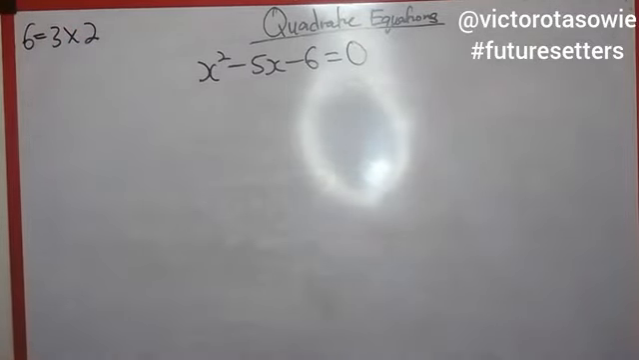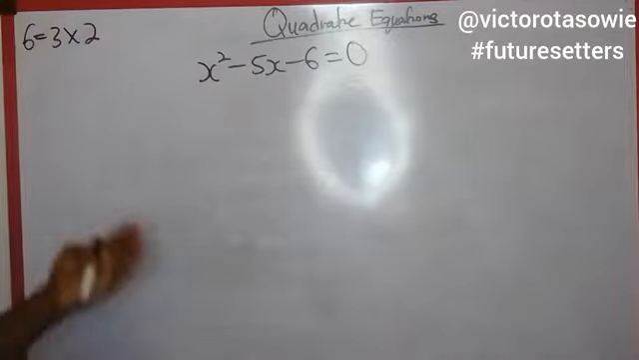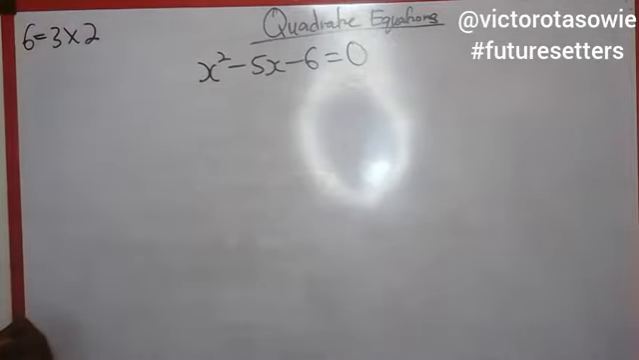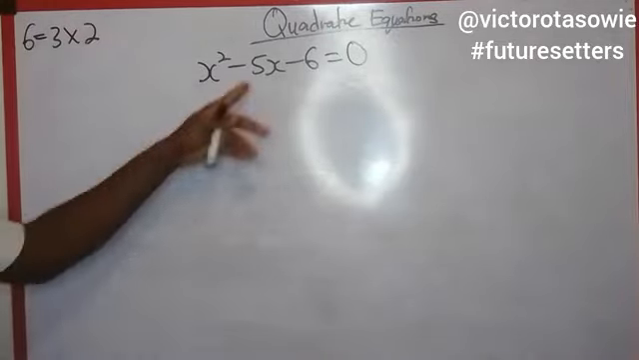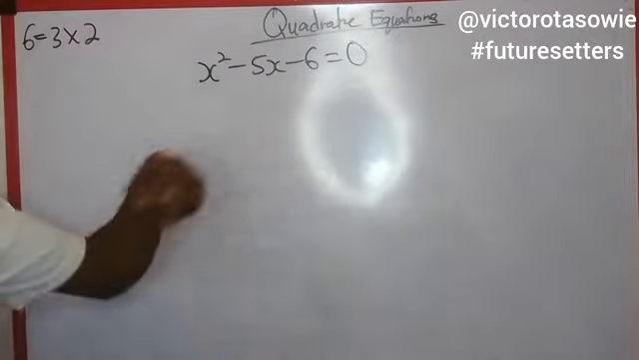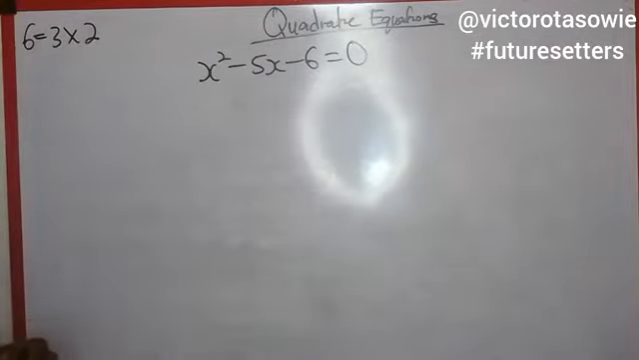Now, if 6 is 3 times 2, what we have here is minus 5. 3 plus 2 is what? 5. 3 plus 2 is 5. But what we have here is minus 5, and what we have here is minus 6. So we have to look for 2 numbers we can multiply together to give you what we want.